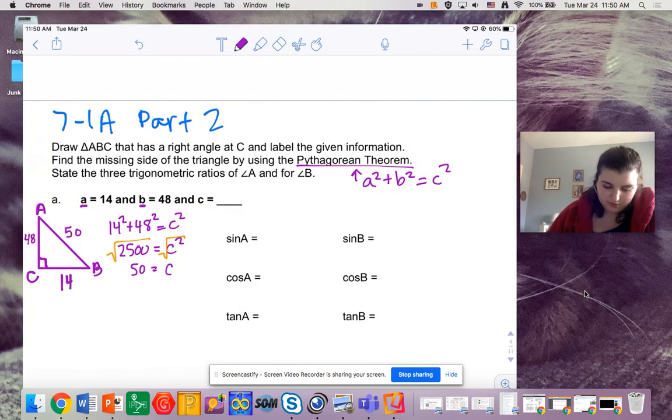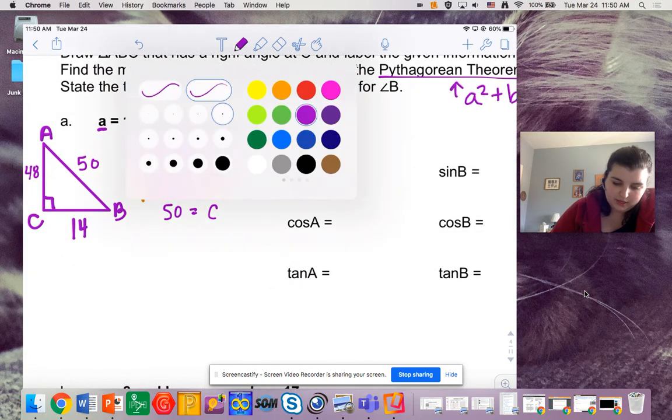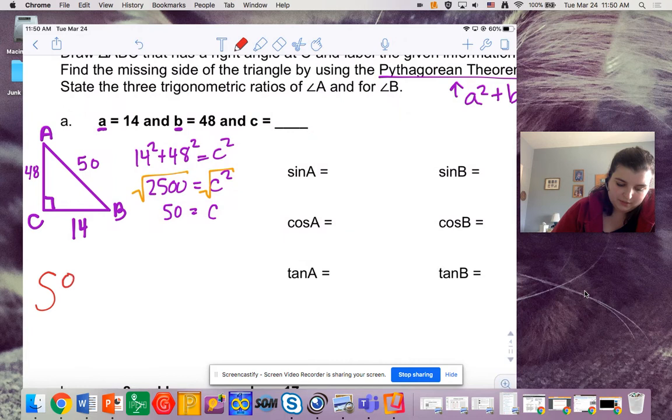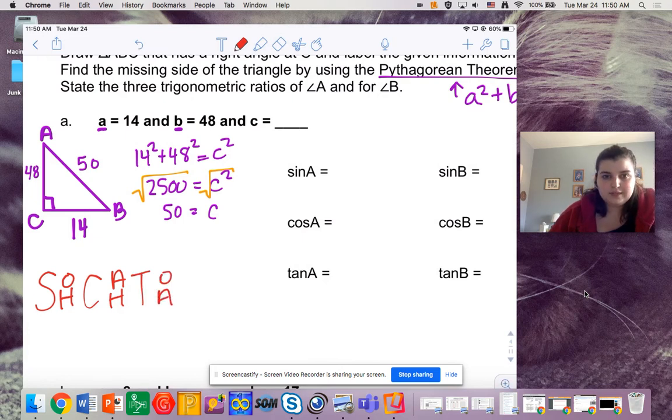State the three trigonometric trig ratios of angle A and for angle B. So remember, we're going to use SOHCAHTOA. Okay, so I'm going to just practice writing it out. I'm going to write it the special way that I like to, but you can just write it all in order if you prefer. Okay, so sine of A, the opposite is the 14, adjacent is the 48. It's 14 over 48.